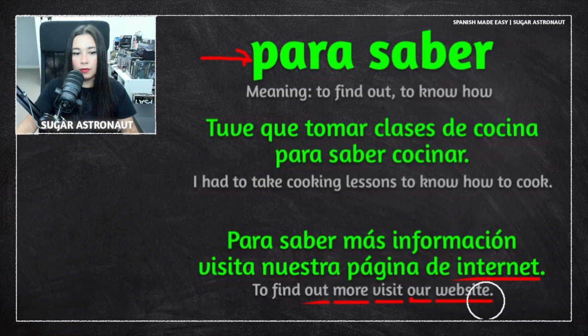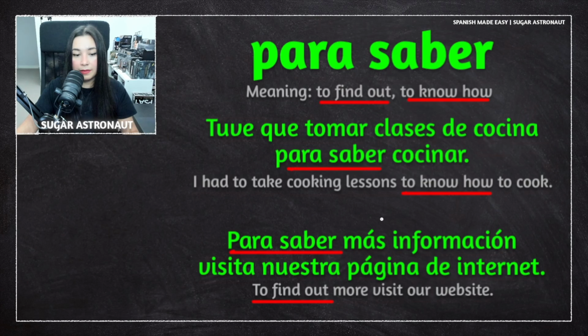Okay? So in some situations, para saber means to know how, when talking about how to do something. And also it means to find out. And we have it obviously right here. We have the phrase here and the same phrase here. So different situations, different meanings in the same phrase. That's quite interesting.